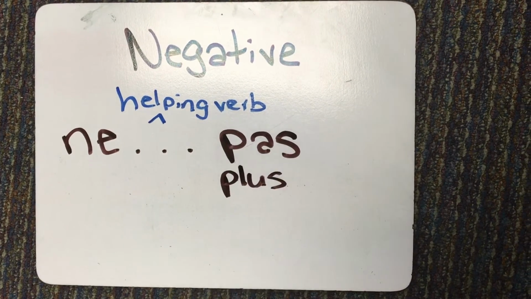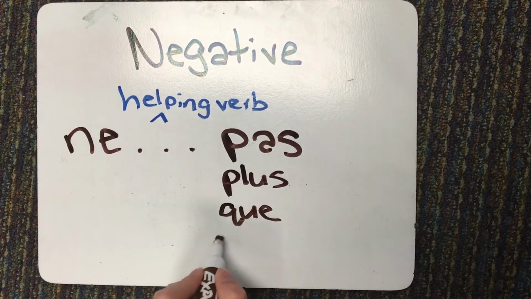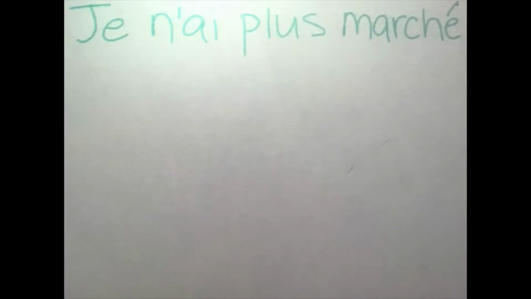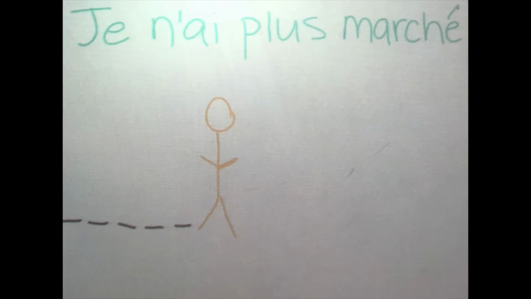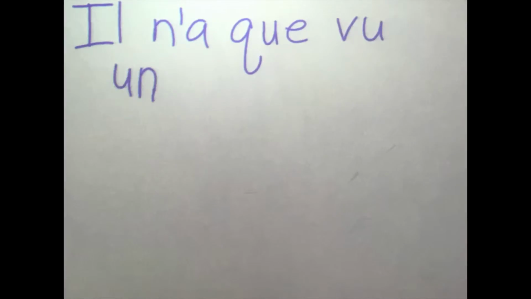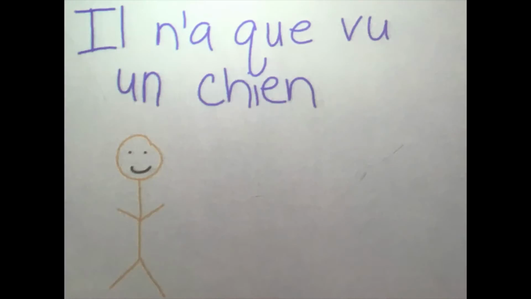There are, however, other ways to make a sentence negative. For example, if you stop walking, you would use ne plus, no longer. Je n'ai plus marché. If you only did one thing, then you use ne que. He only saw one dog. Il n'a vu qu'un chien.